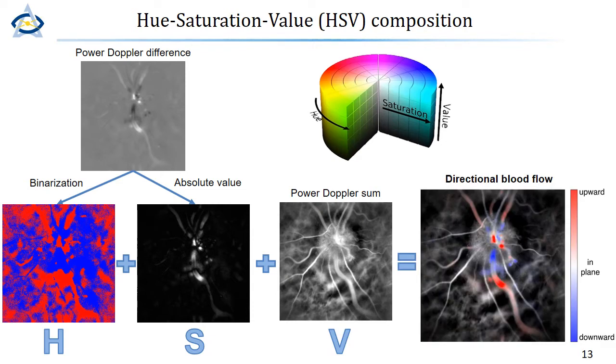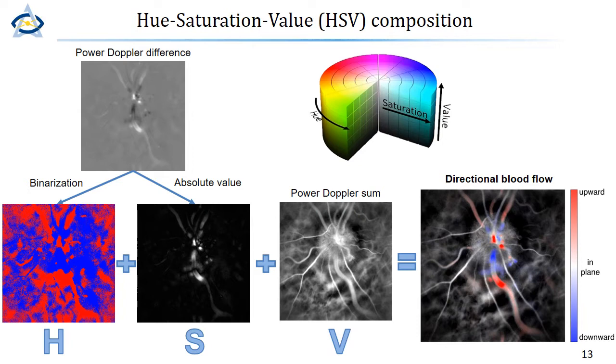So in the end, the HSV composition amounts to this, and it should be interpreted the following way: where there is no power Doppler difference and the two halves of the spectrum are the same, the saturation is worth 0, so it means that the image will remain grayish.